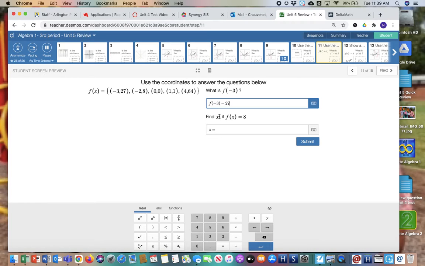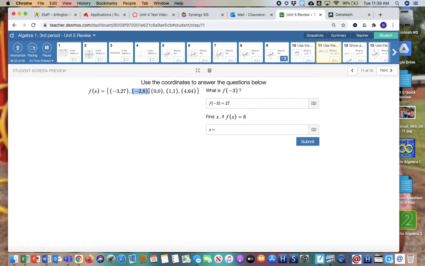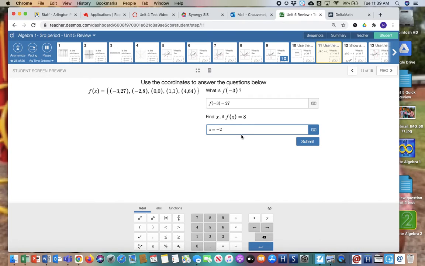Okay, here it says find x if f of x is 8. So if f of x is 8, here's that. Then what is x? Oh, it's -2. So I'm going to write x is -2. So there you go. Okay? So same thing. This setup, f of a number, means when x is this, what is y? This setup, f of x is a number, means if y is this, what's x?